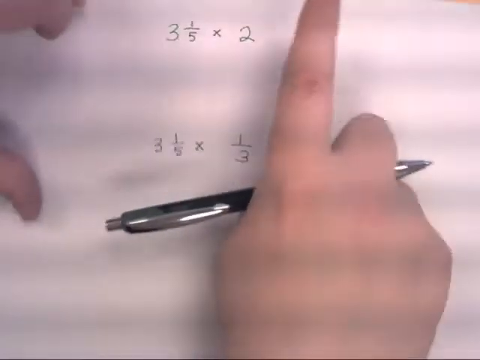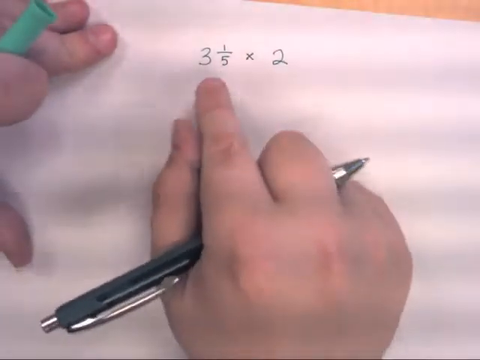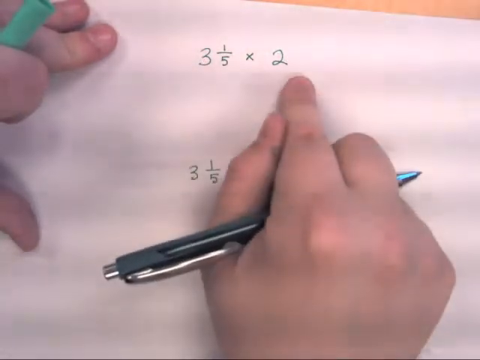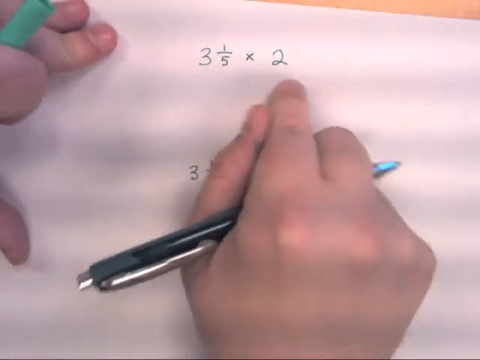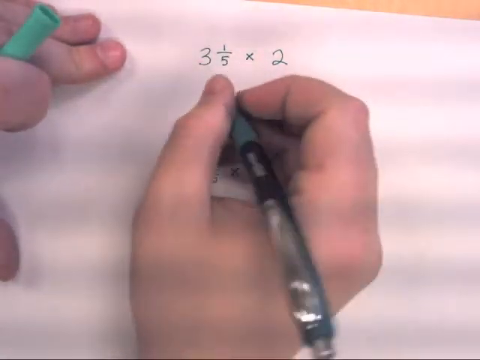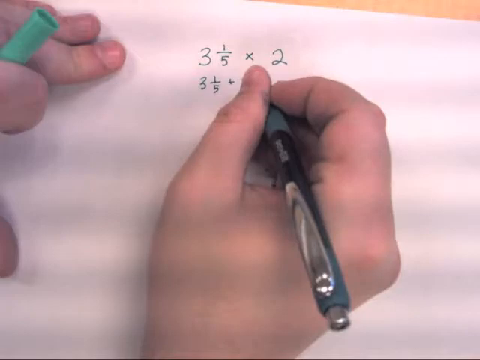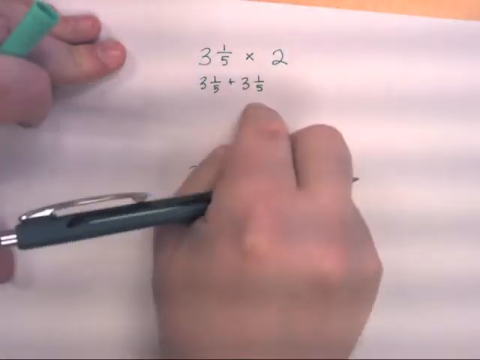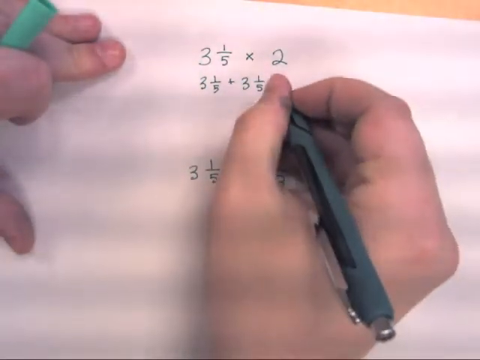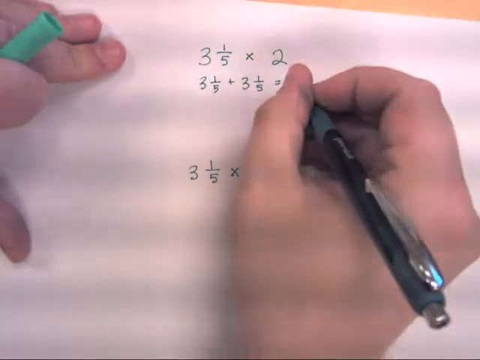All right, so the first thing I'm going to do is I'm going to talk about this problem here. So this problem can be interpreted as 2 groups of 3 1/5. So one way we could solve this problem is repeated addition. Simply add 2 groups of 3 1/5 together, and that would give me 6 2/5.